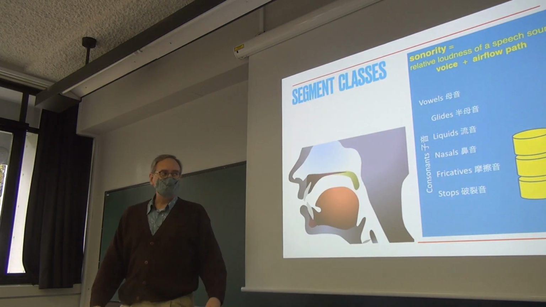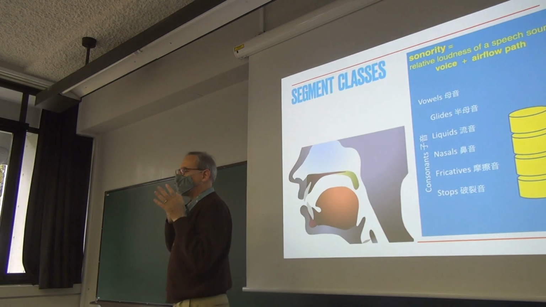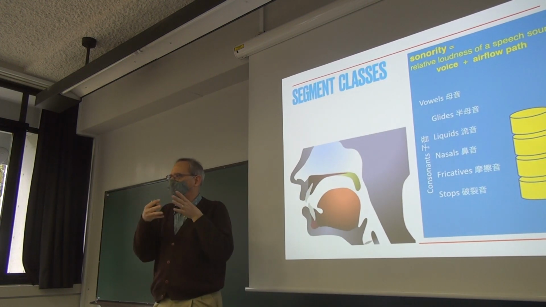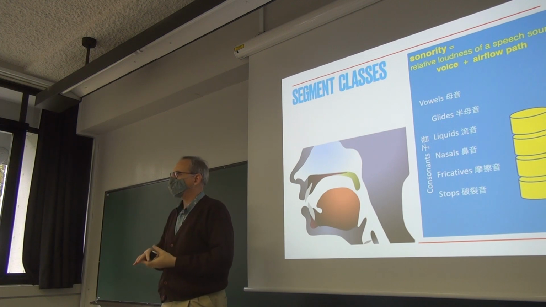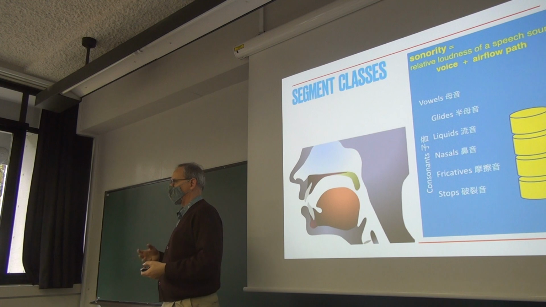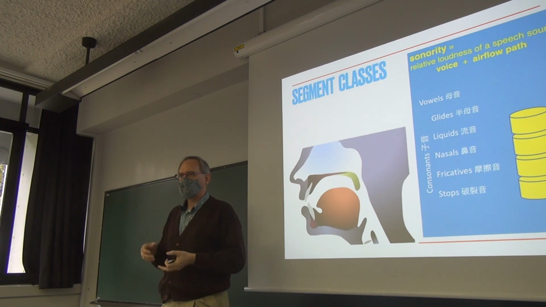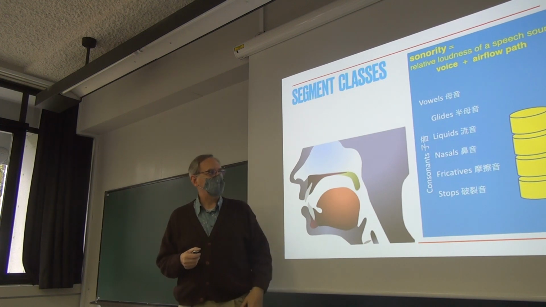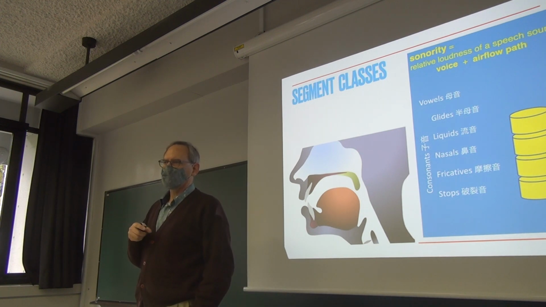And then the segments we call liquids are those that are produced by forcing the airflow, forcing the voice through the mouth, but in a way that does not obstruct the airflow, it just shapes the airflow. It makes a fluid pass through the mouth, and so we call them liquids. These are sounds like L and R in English, right? L and R.